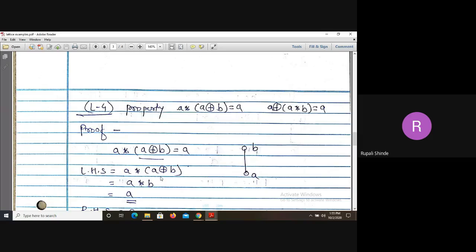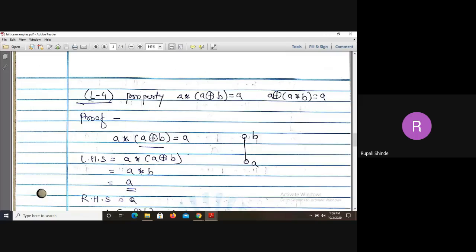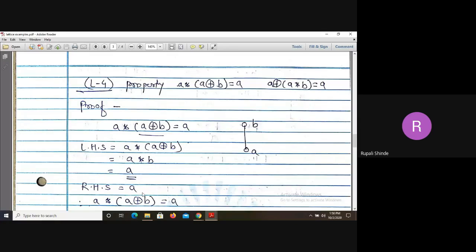So first we will solve the bracket A XOR B. The value for A XOR B is B. So that is taken here. Again A star B, so greatest lower bound of A and B. So here the answer is A. So the value we got for LHS is A. Now check for RHS. RHS is given as A only. So again here LHS is equal to RHS. That's why this first statement is true.